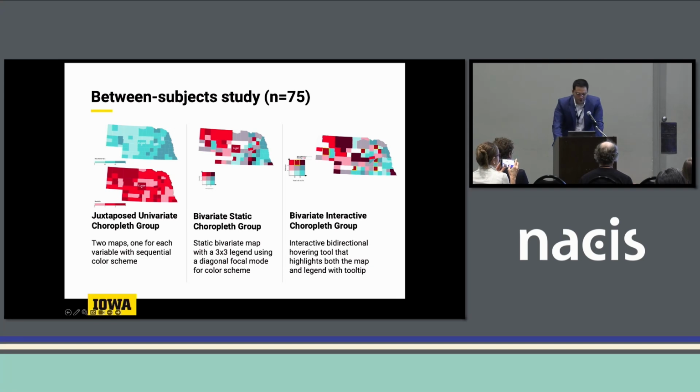We recruited 75 participants from the greater Iowa City area and placed them into 3 interface groups. The juxtaposed univariate choropleth map, which we would call univariate because it's a mouthful, a bivariate static choropleth group, and a bivariate interactive group, which included the hover and highlight feature. As a between subject study, each participant only got one type of map.